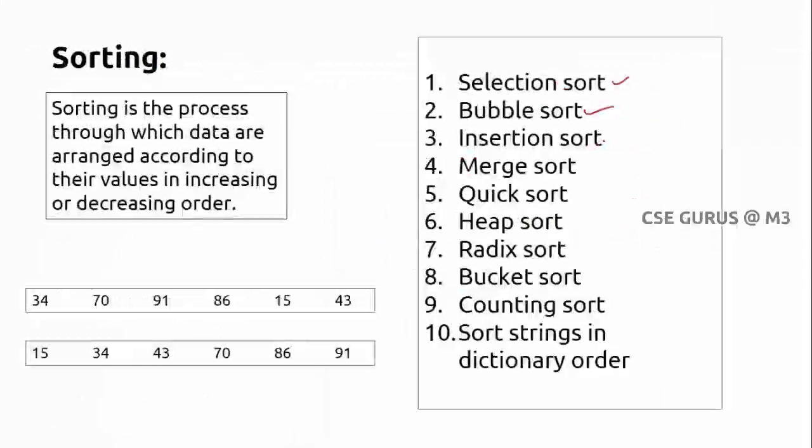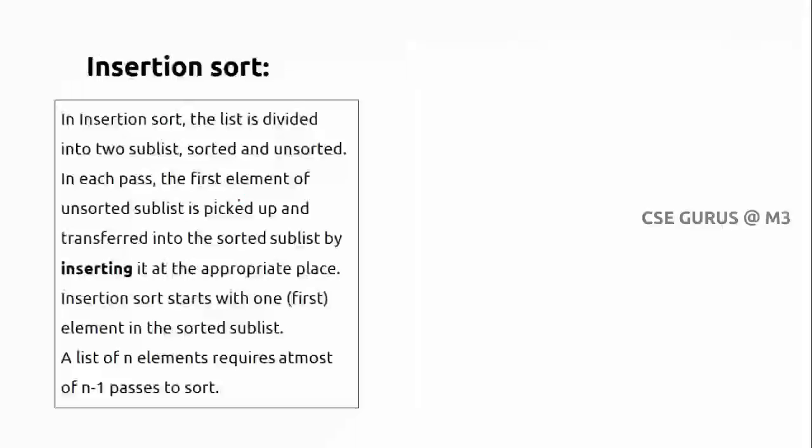So now we'll go for insertion sort. We'll see what this insertion sort is, and of course the example programs and examples. Then we'll go for complexities. Of course here also there is a special case. In the name itself you can see insertion sort. The list is divided into two sublists, sorted and unsorted. Here also the sublist is picked up and transferred into the sorted sublist by inserting it at the appropriate place. Simply, insertion sort takes an element, finds its position in the list, and it will be inserted there directly.